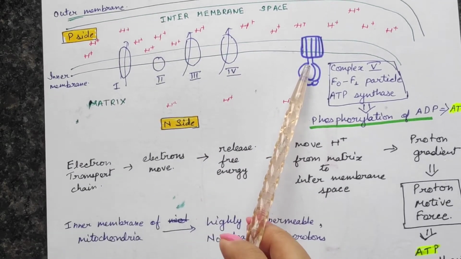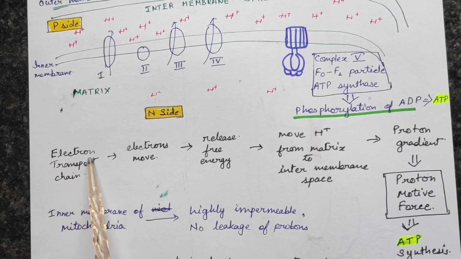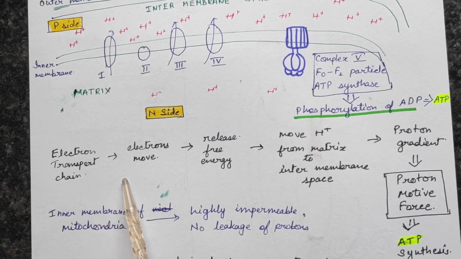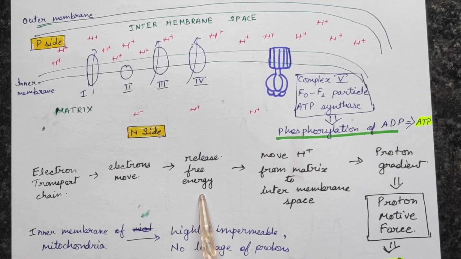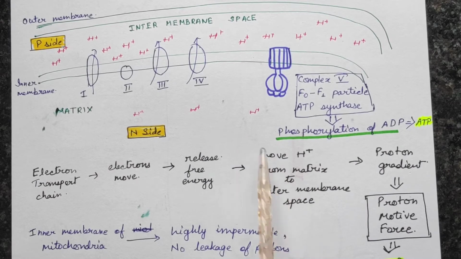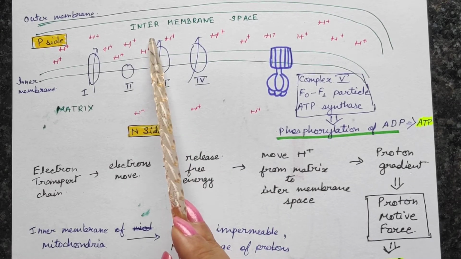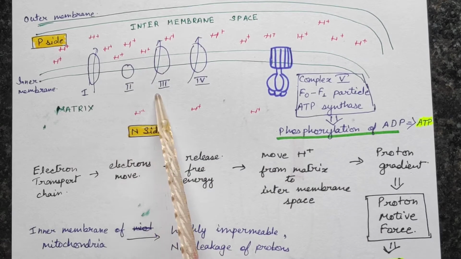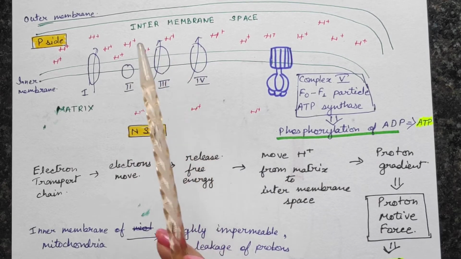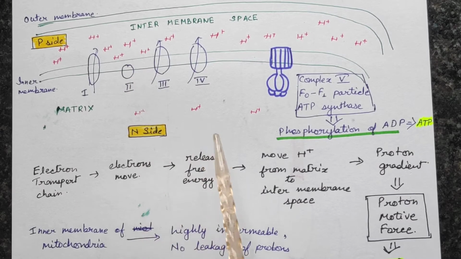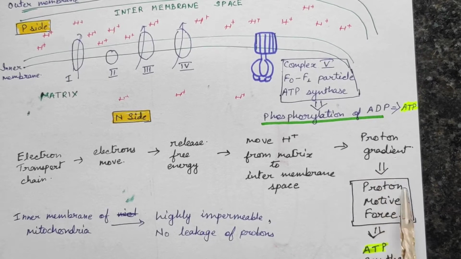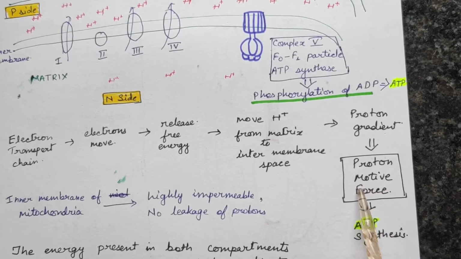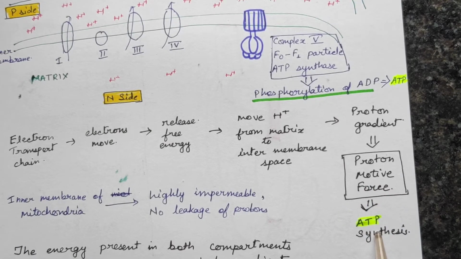Now how is this done? As the electron moves from one complex to the other in the electron transport chain, they release free energy. This free energy is utilized to move protons from the matrix to the intermembrane space. This is done by complex 1, complex 3 and complex 4, through which protons will pass from the N side to the P side. This will ultimately create a proton gradient. Now this proton gradient is also called the proton motive force. Ultimately this force will be utilized to synthesize ATP.